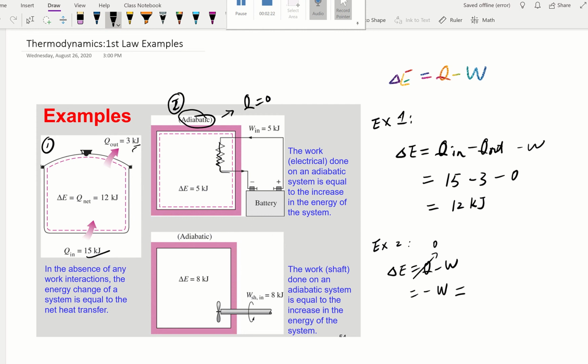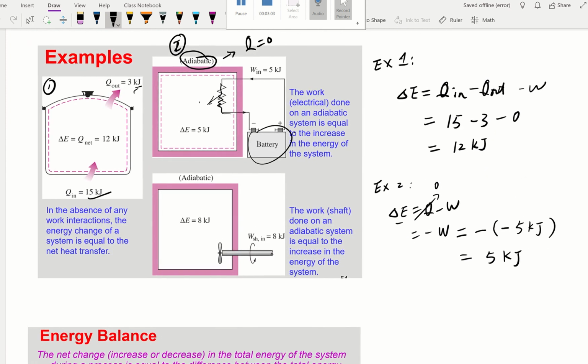Now we have to remind ourselves about the correct sign convention for W. Work done by the system is positive. Work done to the system is negative. So you tell me, is this work done to the system or work done by the system? Of course, it's electrical work done to the system. So that's going to be a negative value. So we have minus, and this W will be negative, 5 kilojoule. A minus negative value gives us an increase of energy of 5 kilojoule. Okay, so that's that example.